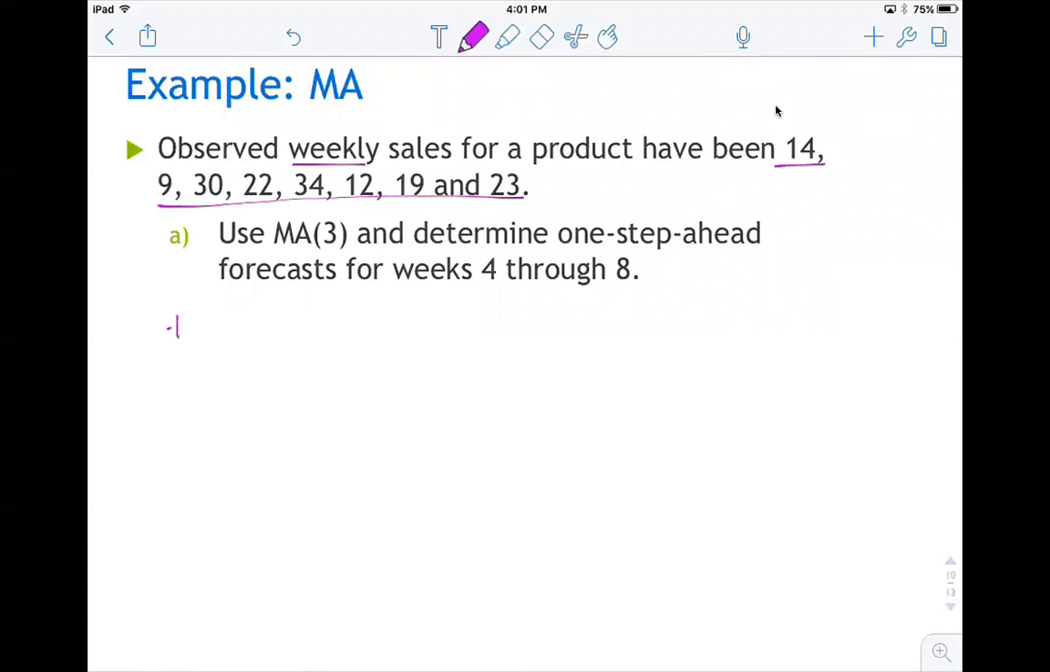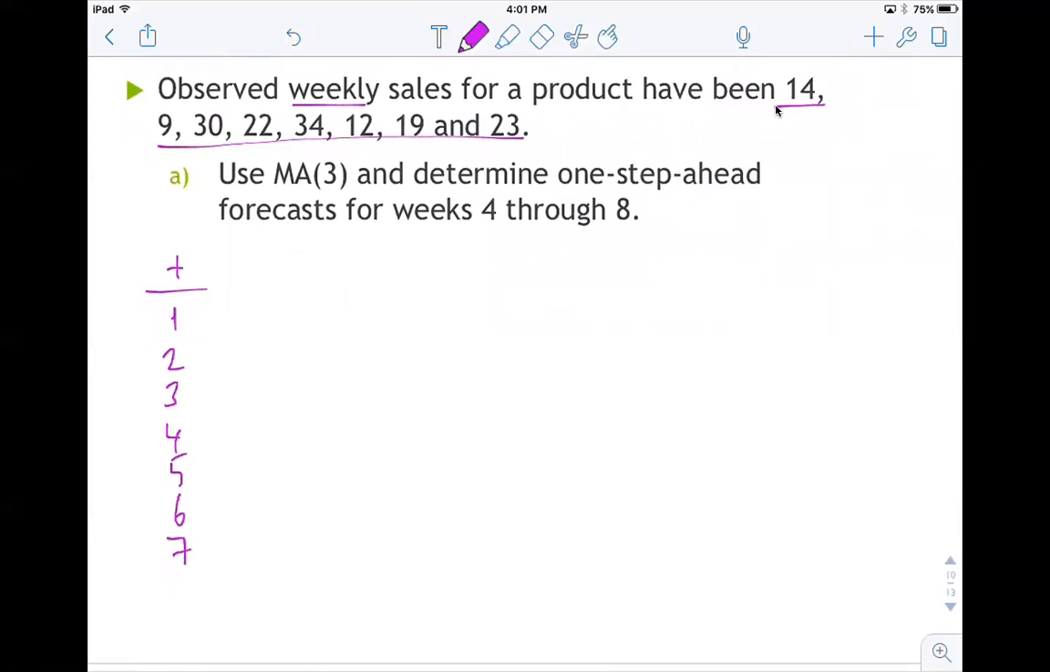So let's assume that my time period is from 1, 2, 3, 4, 5, 6, 7. I believe I have 8 observations, right? And then let's assume that these are my weekly sales, or this is simply my A_T, right? These are already observed numbers for my individual weeks.